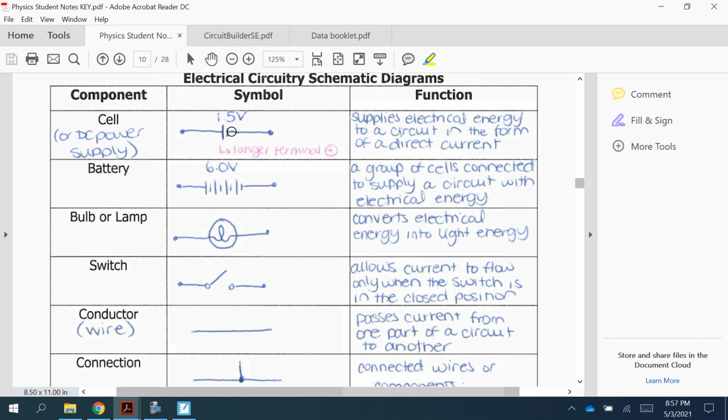So a cell supplies electrical energy to a circuit in the form of a direct current. A battery is lining up multiple cells in a row. So a group of cells connected to supply a circuit with electrical energy. So you can have multiple cells. There's the long line, short line, long line, short line, long line, short line. So those are all cells lined up to form a battery.